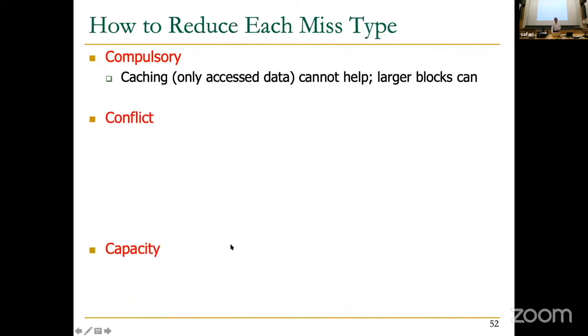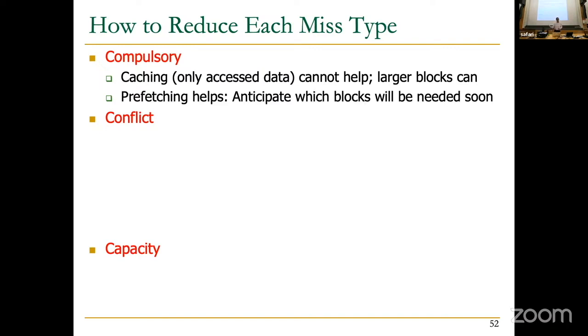Compulsory: caching only accessed data doesn't help, basically. Because caching says, I access the data, I'm going to re-access it again, I'm going to cache it. So you need to do something else. You can have larger blocks. Larger blocks can actually eliminate compulsory misses that occur with smaller blocks, right? That's possible. But what we're going to discuss tomorrow, prefetching, actually helps. The idea is to anticipate what you're going to need next and prefetch into the cache, as opposed to waiting for the processor to access it.